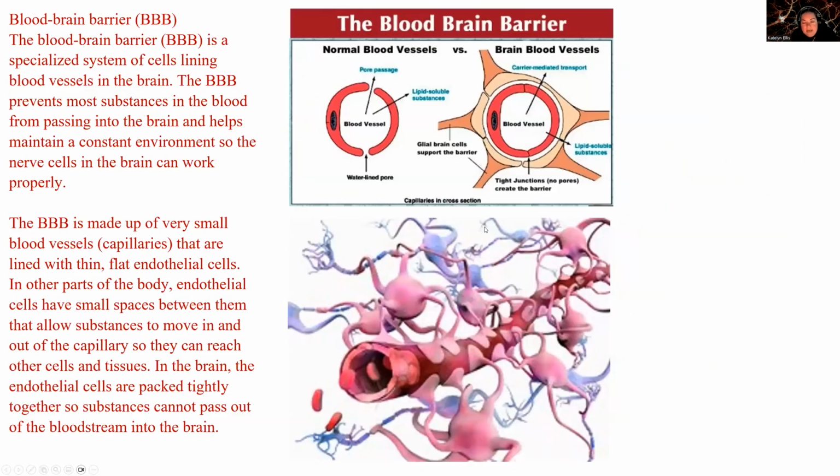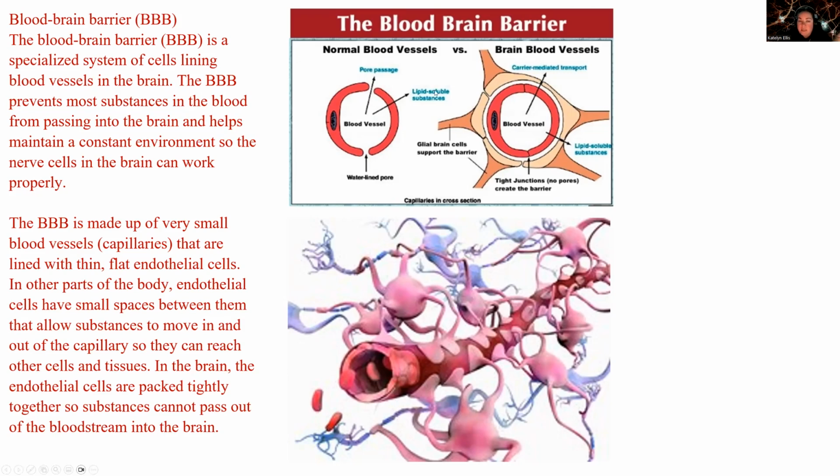Now, your blood-brain barrier. Here's an image before I start explaining it. This image on the left that I'm circling is a normal blood vessel. You have water-lined pores, these pore passages, so that things move easily in and out of your vascular system to allow nutrients to go out, waste to come in, and fluids to be interchanged in this extracellular space. In the brain blood vessels, you have these incredibly tight junctions.